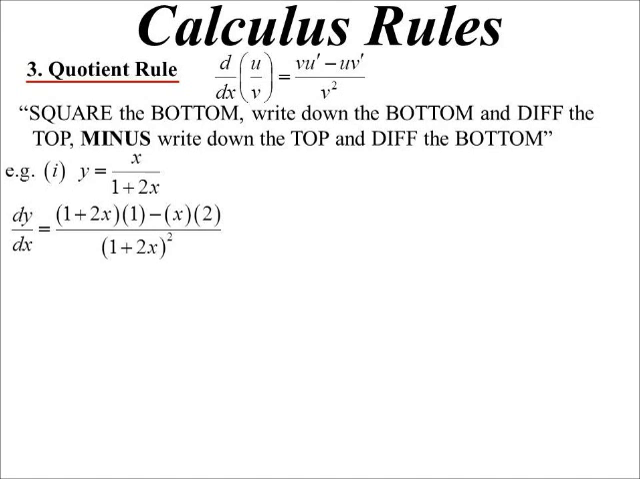Then write down the bottom, so 1 plus 2x. Diff the top, 1, minus, for the quotient rule. Write down the top, x, diff the bottom, 2. Then we can tidy up the top, and there's our answer. So, square the bottom, write down the bottom, diff the top, minus write down the top and diff the bottom. As opposed to yesterday, which was write down the first, diff the second, plus write down the second, diff the first. And then of course you've got anarchy.